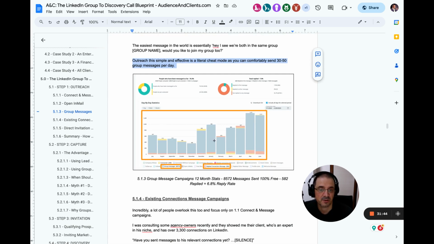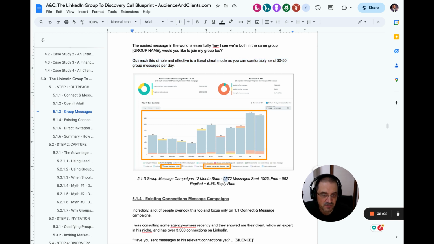So here's an example of a group campaign for, again, just one client: 8,572 messages we sent. Again, we didn't need to connect with them before. They didn't need to have an open profile with an open email. And these are just people who were in the same group as we were. And 582 of those people replied, which is a 7.3% reply rate.